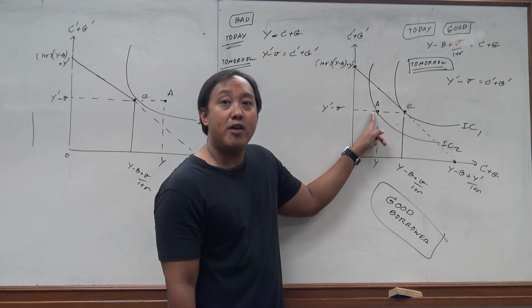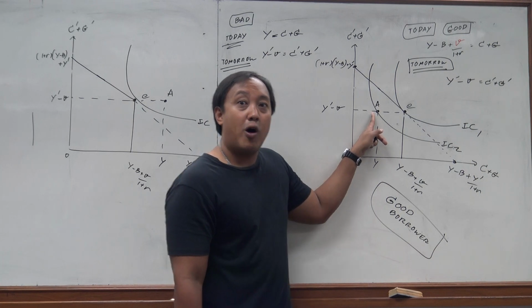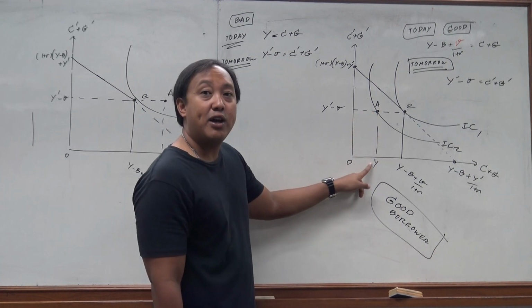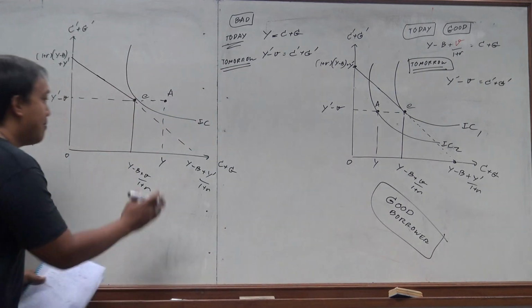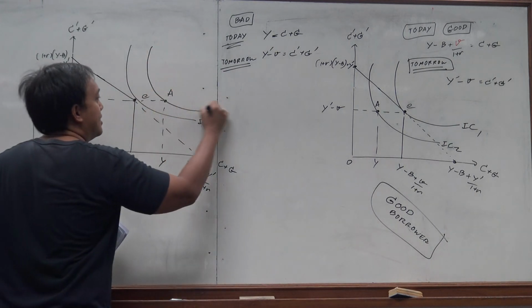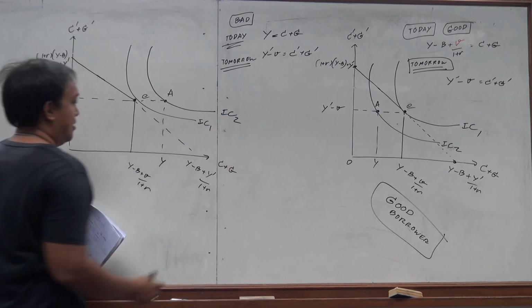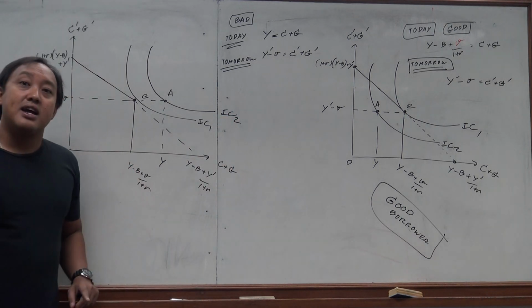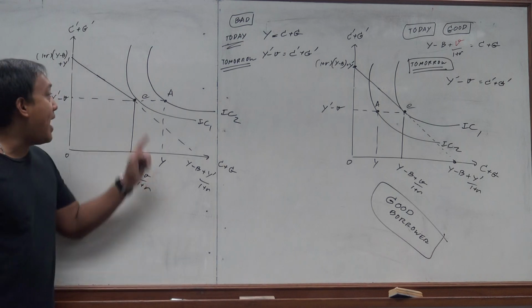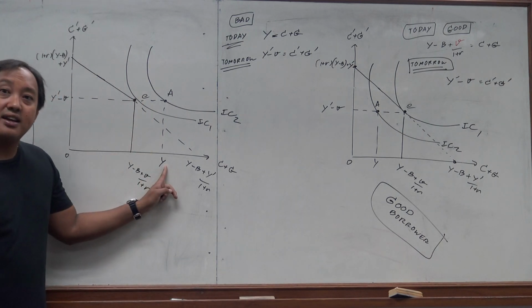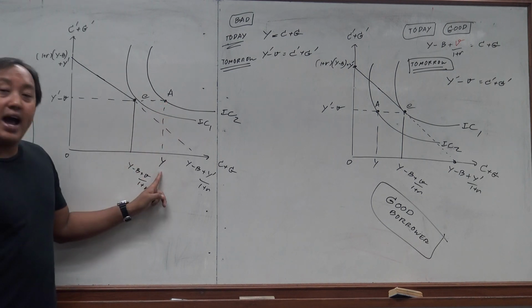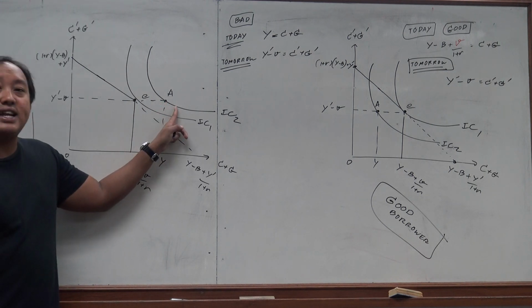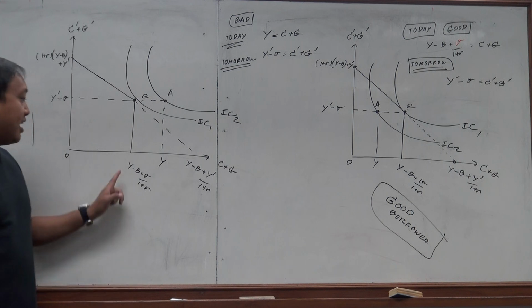Point A is the point for the bad borrower. Again, point A, because the bad borrower can spend only Y today. How about being a bad borrower? Come back here, being a bad borrower is like this. Point A, the set of spending for the bad borrower, is on the right side here. Being a bad borrower gives you higher utility than being a good one.